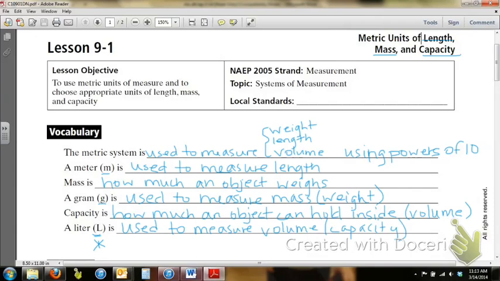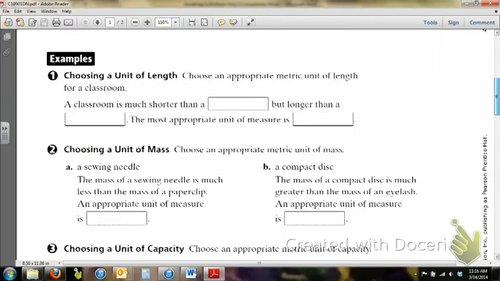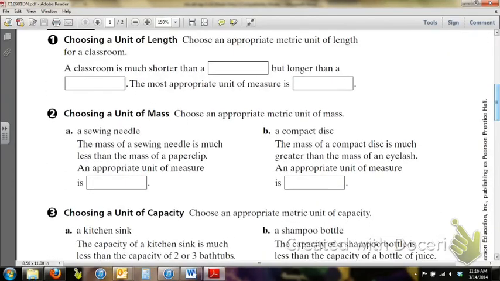Okay, so now what we're going to do in the first few examples here is talk about the different types of units within length, mass, and capacity. So pause the video if you need to before moving on. What we're going to do down here on the side is write next to each one what the units are for that type of measurement. So for length, and I want you to write these down. Whoops, forgot my T.